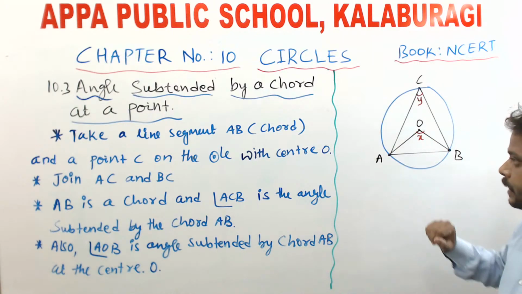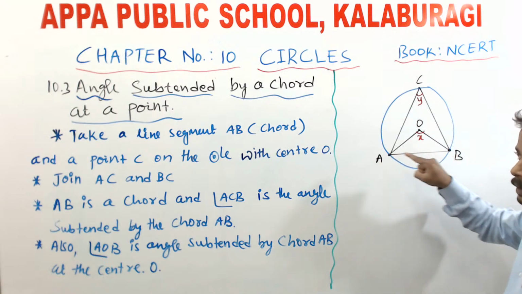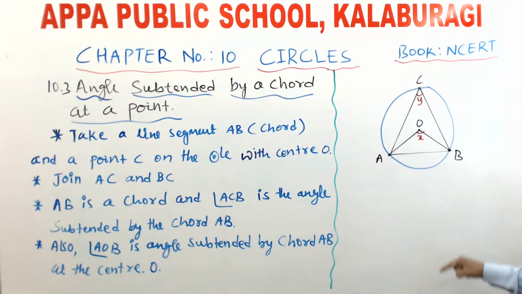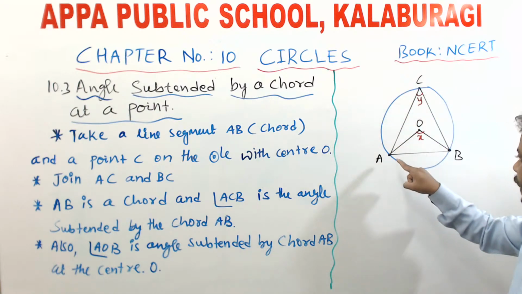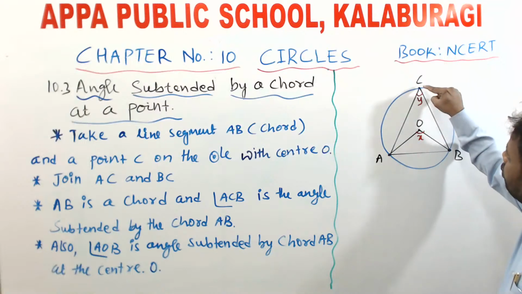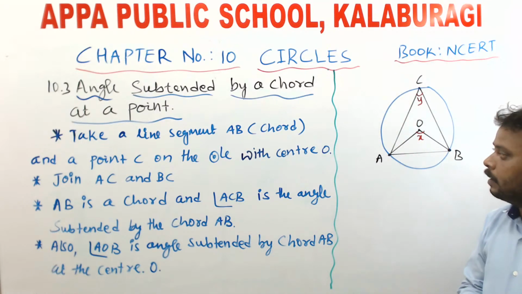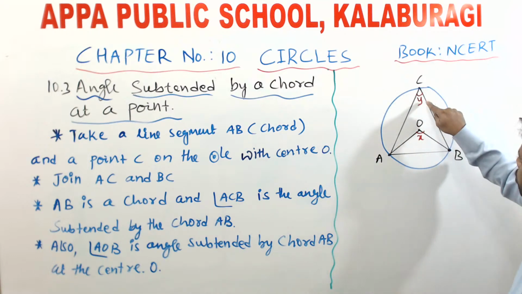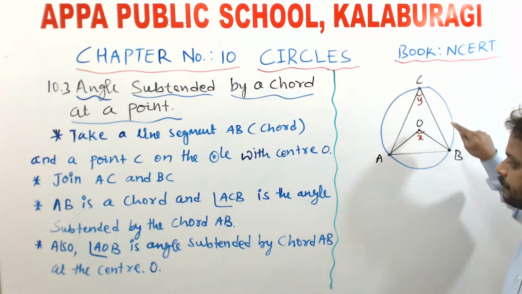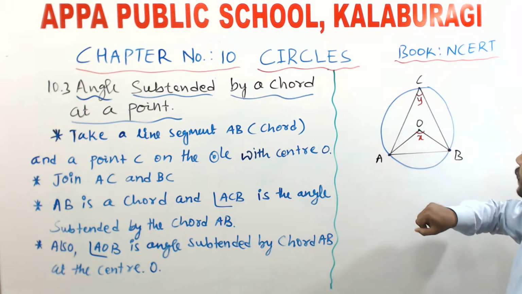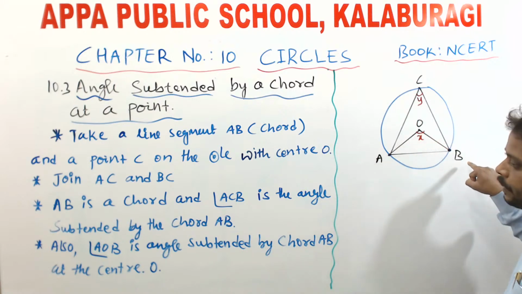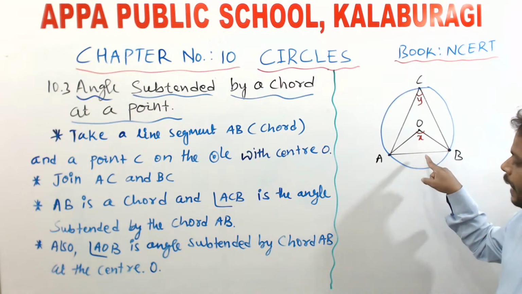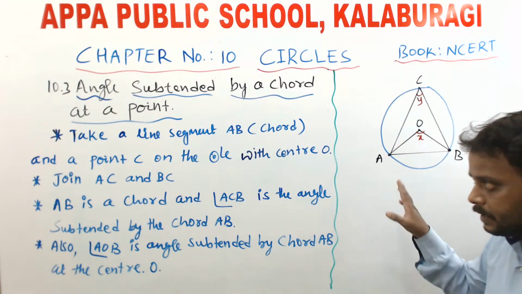The first one: take a line segment AB, that is a chord, and a point C on the circle with center O. So we have to construct one circle and take AB and the point C on the circle. The next step, we have to join AC and BC. Then we get one subtended angle, that is angle ACB. And also at the center, when you join OA and OB, we get one more angle subtended by this chord at the center O. Is it clear?